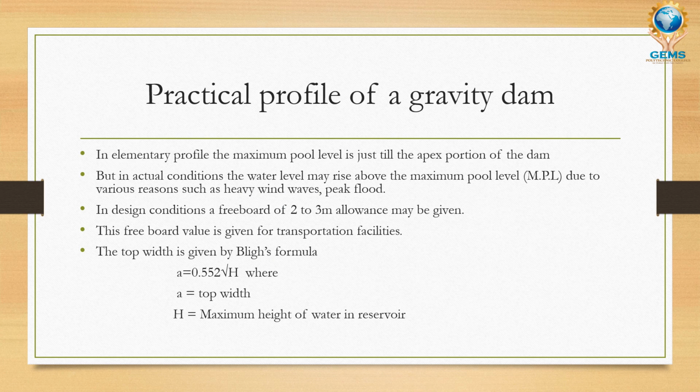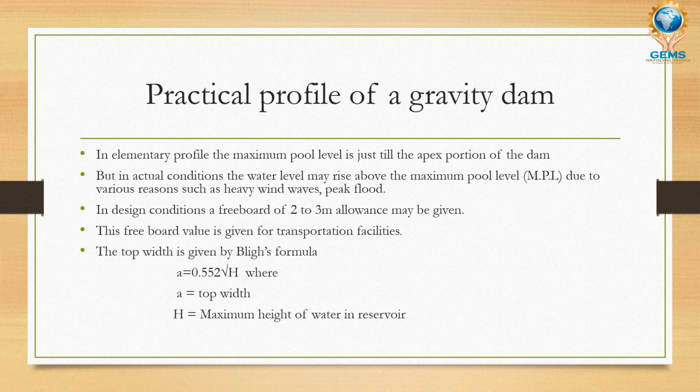This is the practical profile of a gravity dam. If your gravity dam is to be considered in terms of practical design, then the elementary profile runs from the maximum pool level till the apex portion. I explained what the apex portion is: the topmost portion, to where it connects to the bottom of the dam. But in actual conditions the water level may rise to the maximum pool level. I explained in the previous slides the normal pool level and the maximum pool level, and the maximum pool level is reached during heavy winds, wind waves, peak floods, or rainy seasons.